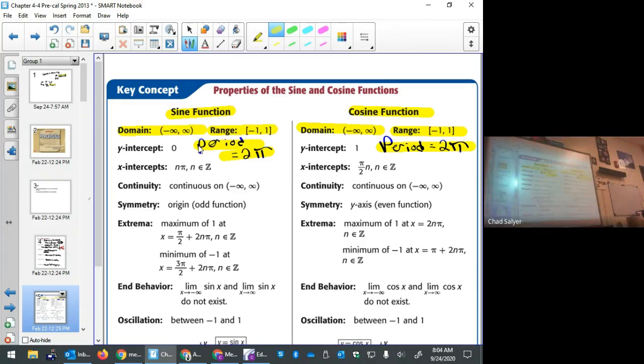So the sine and the cosine share these three characteristics. They're going to be important to us when we graph them. The rest of this, not so much. Domain, range, and period are the most important values when you're graphing a function.